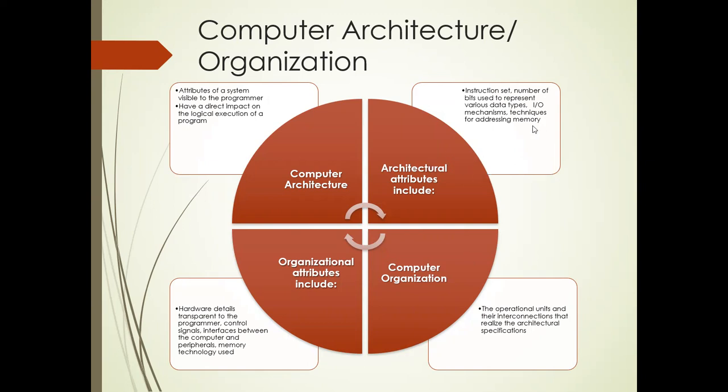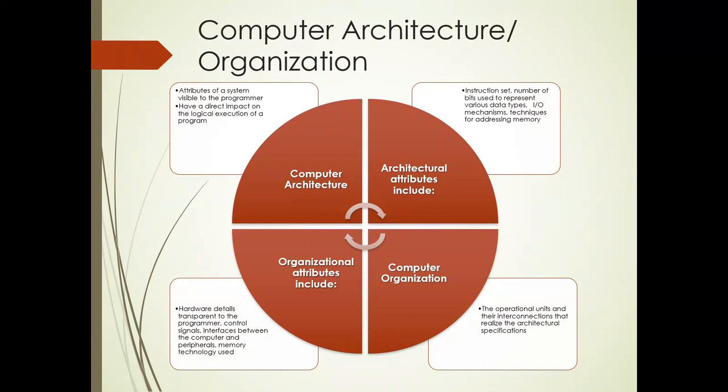I will describe the difference between computer architecture and computer organization with some examples. There are two terms that you will often encounter. What we mean by computer architecture is the attributes of the system which are visible to the programmer. Those attributes can, in a way or another, have a direct impact on the way the program is executed. So the program will be affected by the computer architecture.